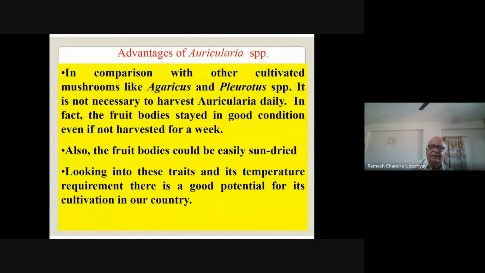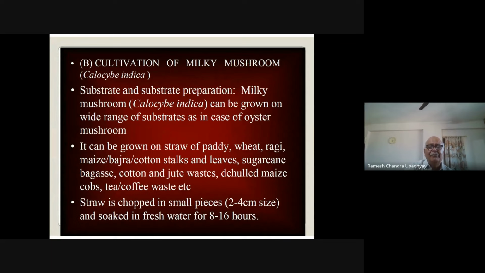Another very interesting mushroom that I will take is this milky mushroom. As the name indicates, this is like the white button mushroom, white in color, and Calocybe indica is the scientific name. It can be grown on different types of straw, paddy straw, wheat, ragi, maize, jowar, cotton stalk, leaf, sugarcane bagasse, all kinds of different agriculture waste. You can use this mushroom.